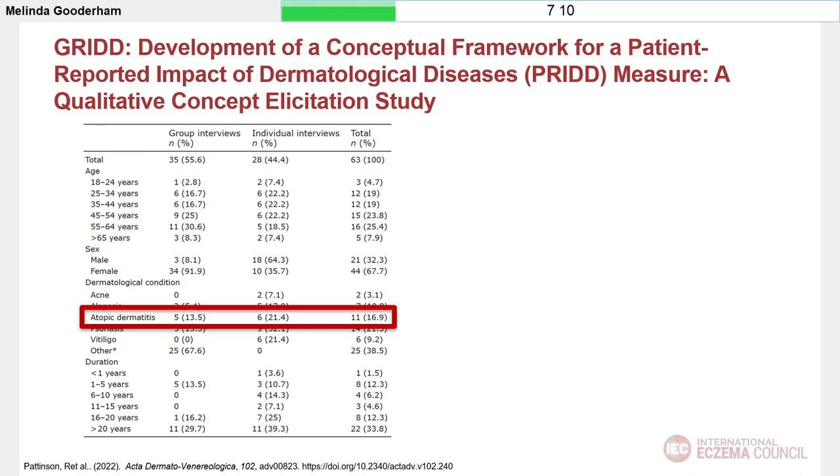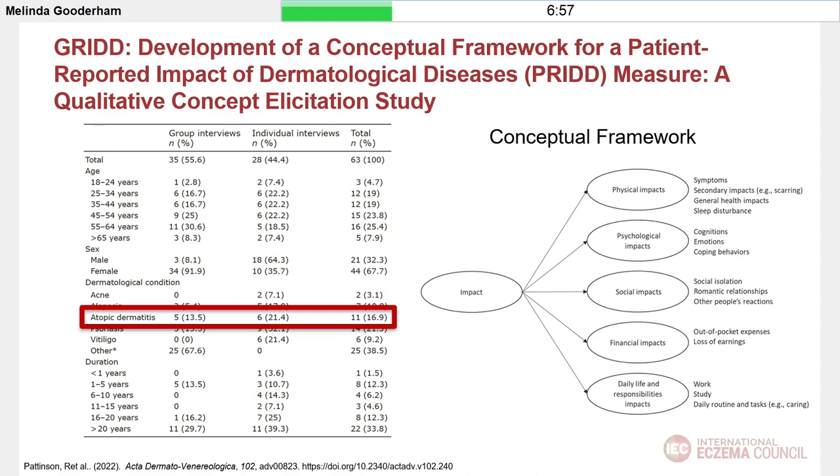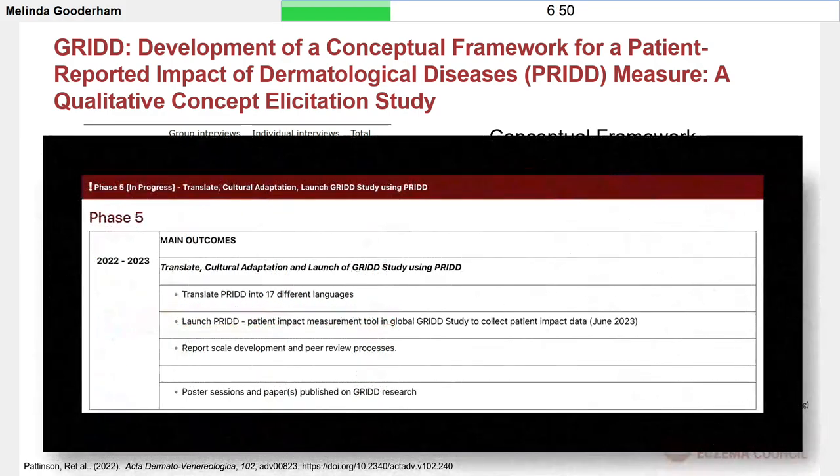So this is not just an AD thing, but a global skin disease PRO that would essentially go along with the DLQI or be an updated version of the DLQI. And the things they looked at: the physical impact, the psychological impact, social, financial, and the impact on daily life and responsibilities. And so they're in phase five right now. It is being translated into 17 different languages.